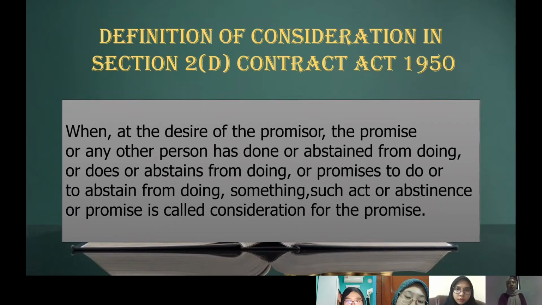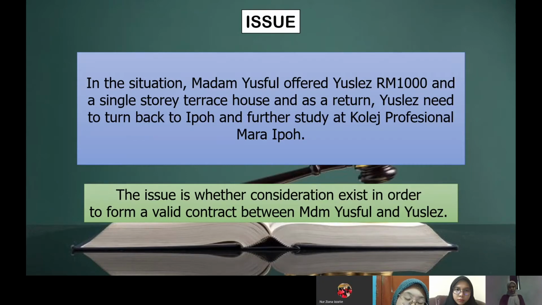My part to explain in this presentation is the issue. In this situation, Madam Useful offered Usli 1,000 ringgit and a single-story terrace house, and in return, Usli needs to turn back to Ipoh and further study at Kolej Profesional Mara Ipoh. The issue is whether consideration exists in order to form a valid contract between Madam Useful and Usli. So to be more clear about this, let's continue with our next presenter.